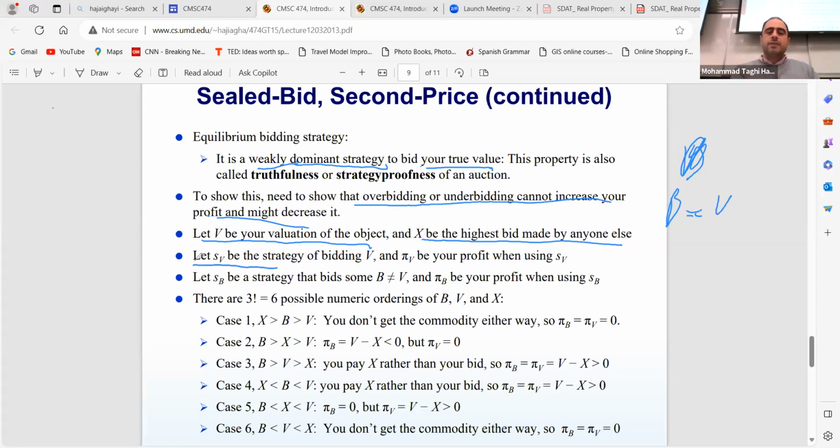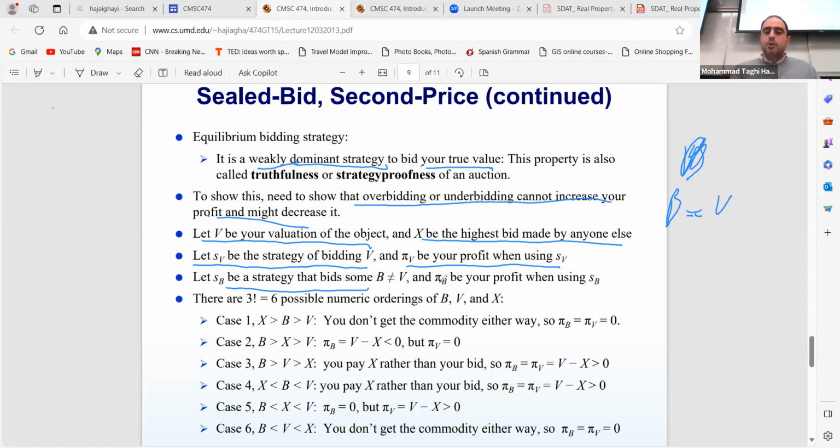And let S_V be the strategy of bidding V. So pi_V would be your profit when you are using S_V. So a strategy S_V means that your bid is actually your strategy. S of V means that you are bidding V, and pi_V would be your profit. S_B would be the strategy if you bid something B which is not equal to V.